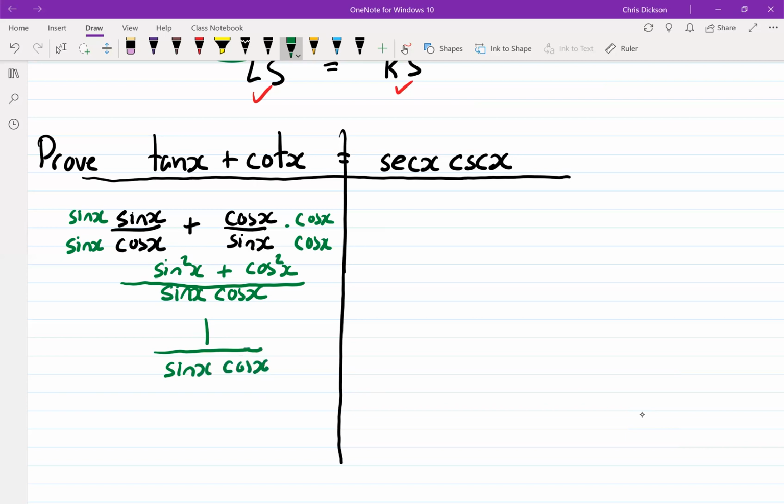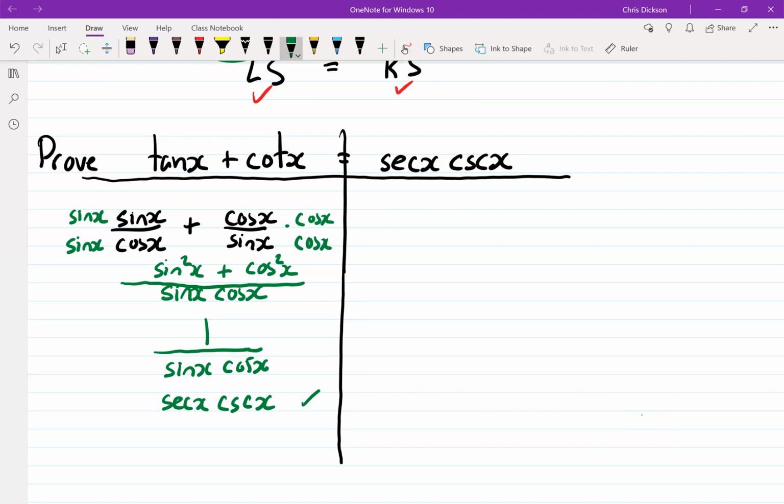Now, there's two ways that I think students would go on this one. One is they would keep going with the left side, and they would say, well, I know 1 over sine is cosecant, and I know 1 over cos is secant. So really, this is secant x multiplied by cosecant x. And now you would be complete here.